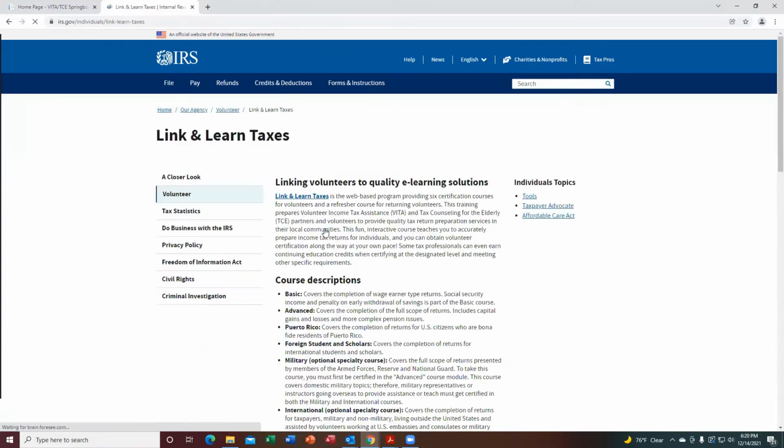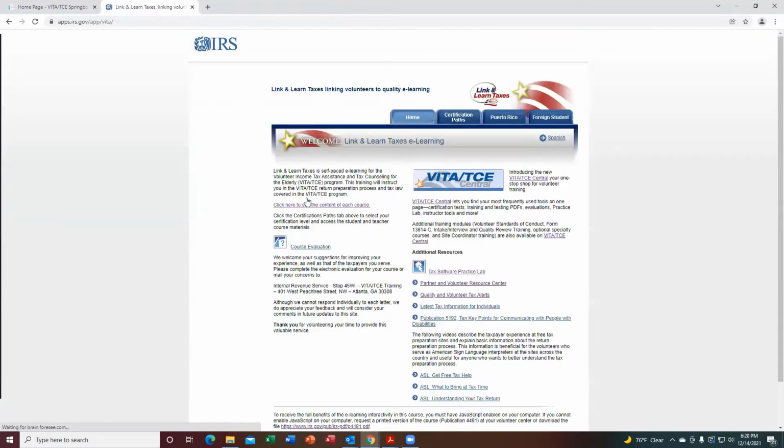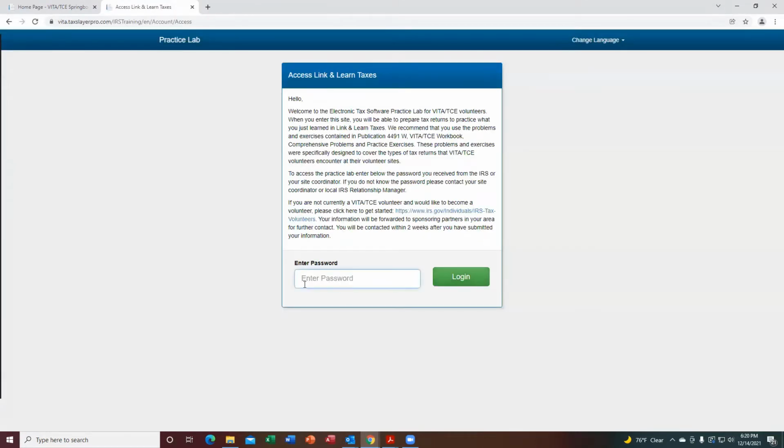Okay, this is the Link and Learn. First hit, and then you have the software practice lab. The general password is all in caps, and it's Train Pro Web. All in caps, Train Pro Web. So this is one way to get to it.